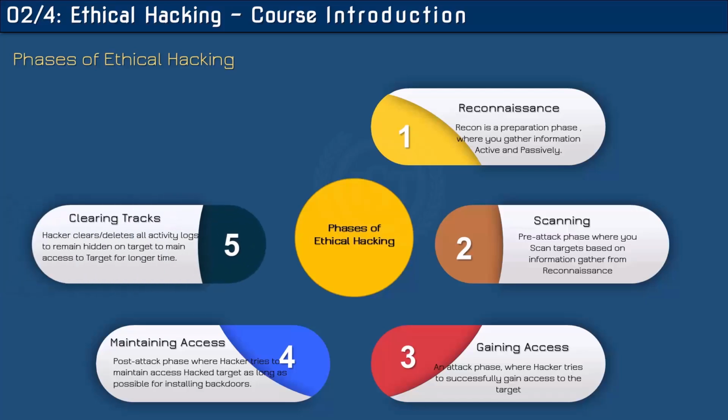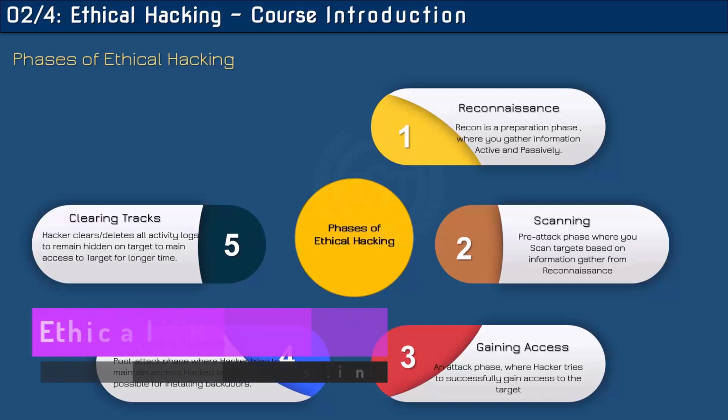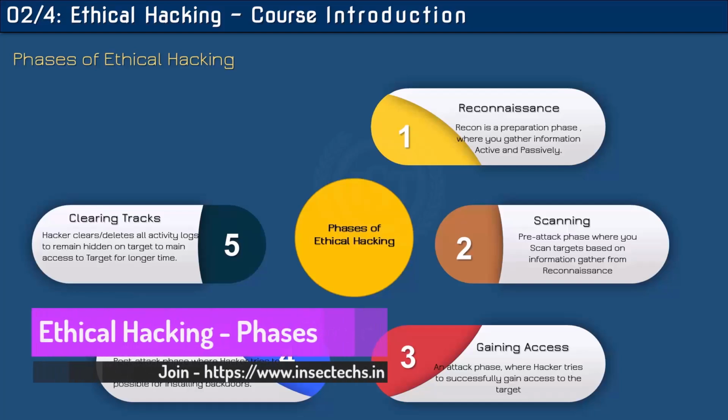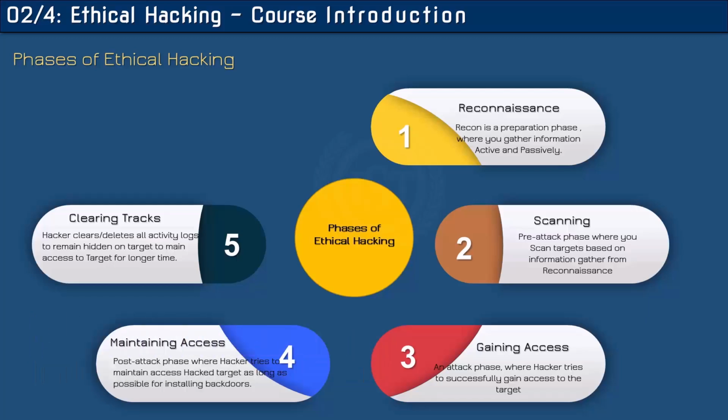Clearing tracks or covering tracks is a phase where the hacker tries to delete, modify or corrupt the log files on the hacked systems so as not to get caught. By deleting the digital evidence of hacking attempts and hiding the presence of backdoors on the hacked systems, the hacker can maintain access to hacked systems for a very long time.